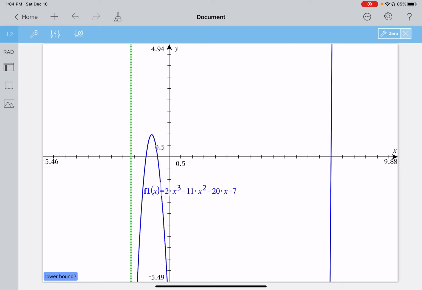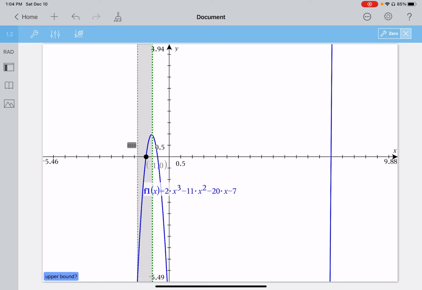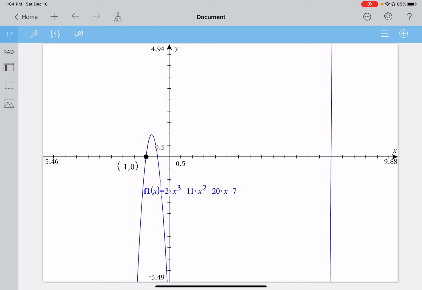And we're going to go one by one. So remember that you get this dashed line, you put it to the left of the first 0 and then drag it to the right. You don't want to go too much because then you only get one at a time. So just do one at a time. So the first 0 is -1. Let's find the other one.